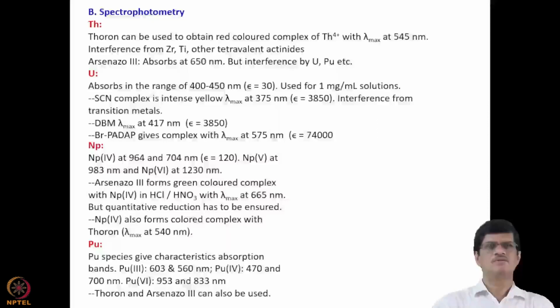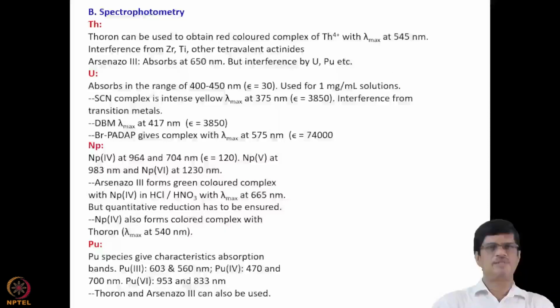If the concentration is less than 1 milligram per ml, then we go for other more sensitive methods, like the thiocyanate complex formation of uranyl ion, which gives an intense yellow colored solution with a lambda max at around 375 nanometer with epsilon value of 3850. So that means nearly 2 orders of magnitude higher as compared to the uranyl nitrate solution alone. But interference with thiocyanate can be there from the transition metals, like the iron thiocyanate complex also forms an intense red color, and it can interfere with the uranium estimation.